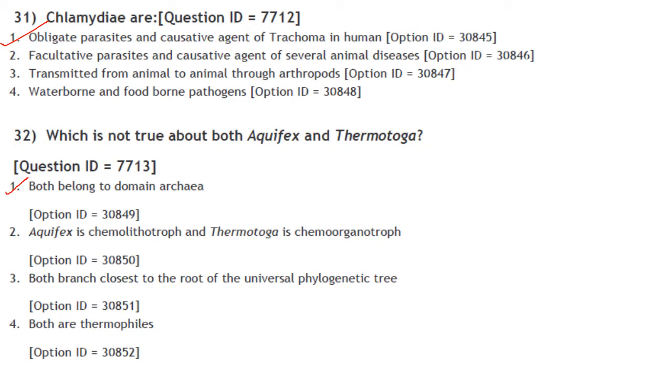Then next one. Chlamydia, they are obligate parasites and causative agent of trachoma in humans. First option itself is correct. Then next one. Which is not true about both Aquifex and Thermotoga? Both belong to domain Archaea. It is not Archaea, they belong to domain Bacteria. So first option itself is the right answer.